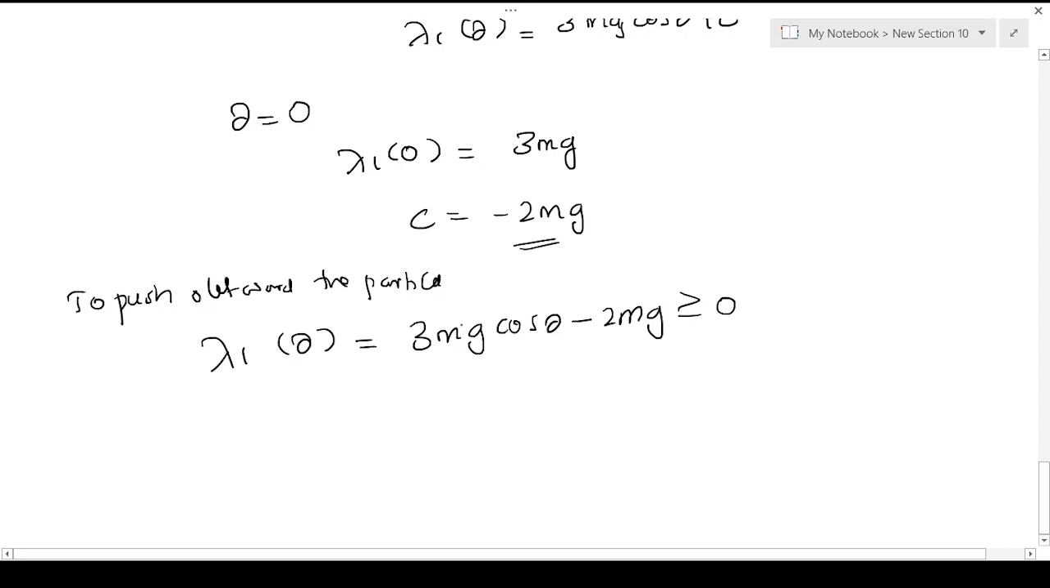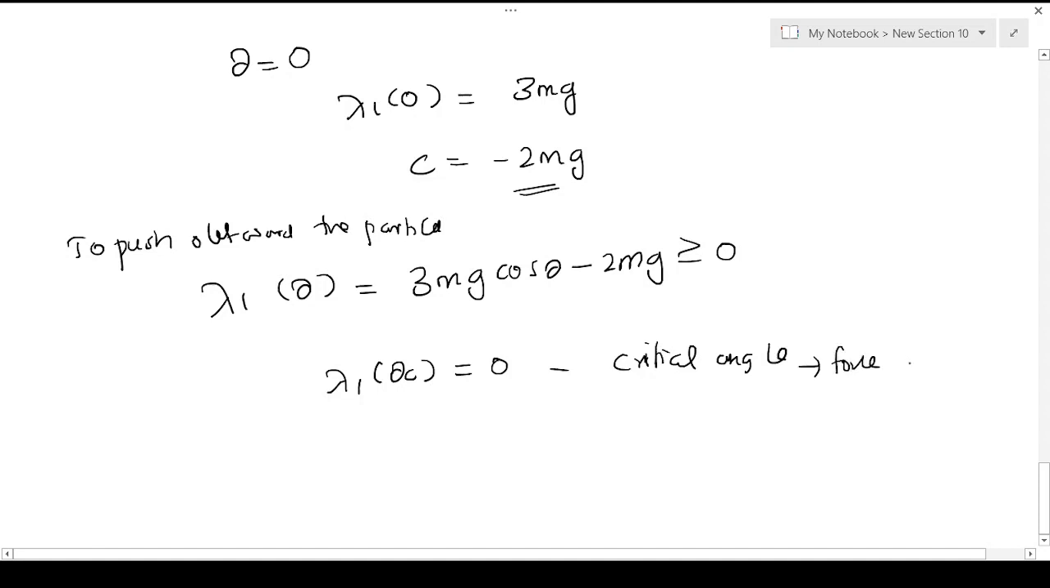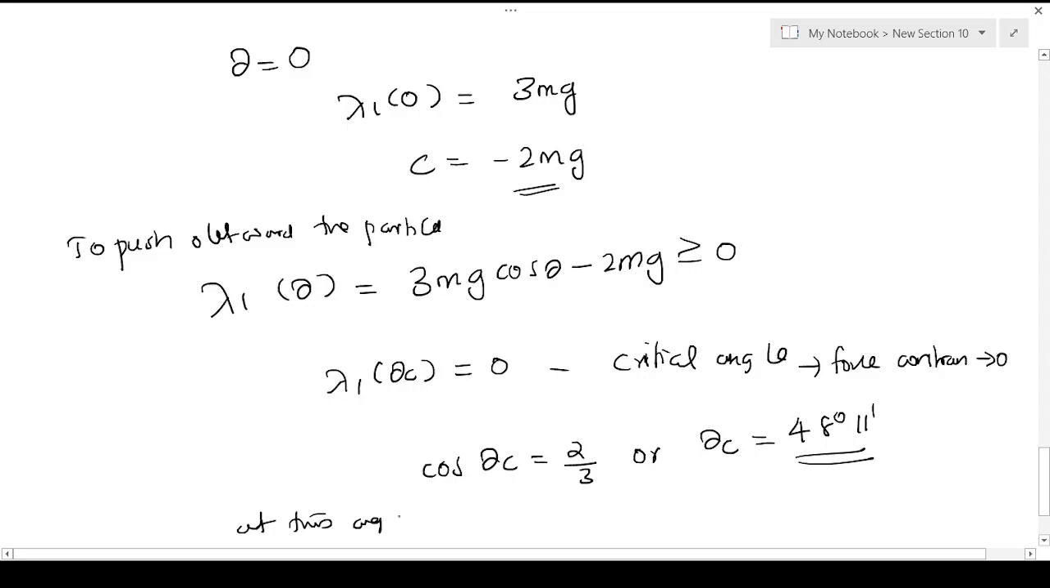So the critical angle will be at lambda of theta c equal to 0. Okay, so this is the position where you can see the associated critical angle, and the force of constraint goes to 0 in that situation. And we get cos theta c equal to 2 by 3, or rather the critical angle will be 48 degrees 11 minutes. So at this angle, one can say that our particle will fly off from the position.